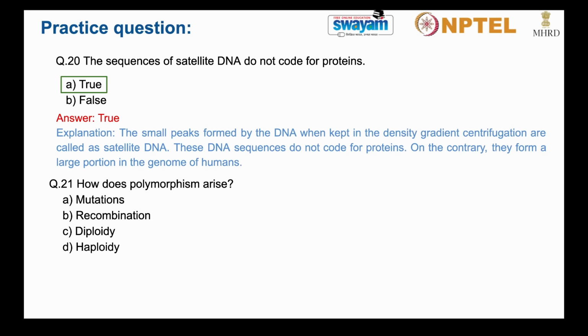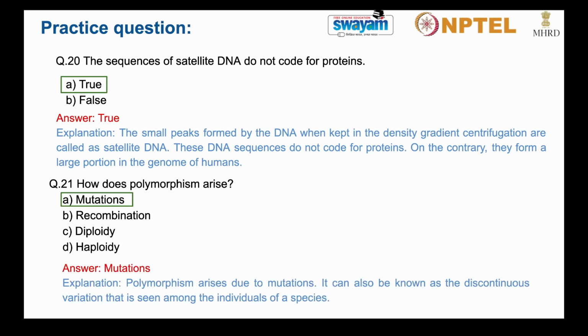Okay, many people are saying mutations. They might have heard as I was explaining it. So let's see without wasting further time. Yes, it's correct. The answer is option A, that is mutations. So mutations is a possible reason behind polymorphism. It says that polymorphism arises due to mutations.